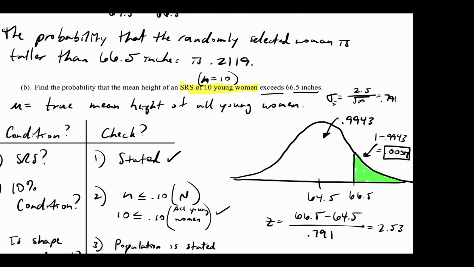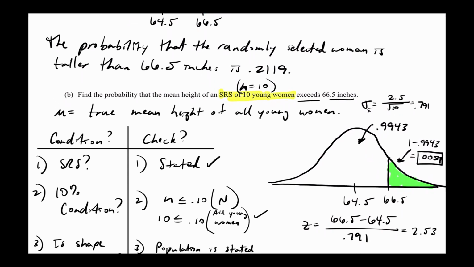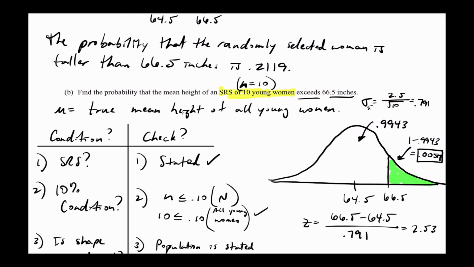So the probability on A was 0.2119. The probability with B went down dramatically. Why? Why did the answer get smaller, go from about 21% to less than 1%? If there's a 21% chance of something happening, it could happen. Less than 1% means it's not going to happen. So what was the only difference between the two problems?